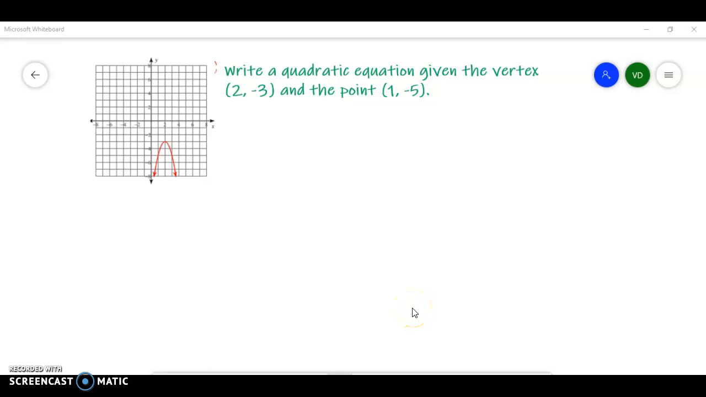Okay, so last example that we're going to do is when you're trying to write an equation in quadratic form, so it's going to have a 2 as a little exponent, okay? You're trying to write a quadratic equation given the vertex, so they are going to give you the actual point for your vertex and a point on the curve, okay?